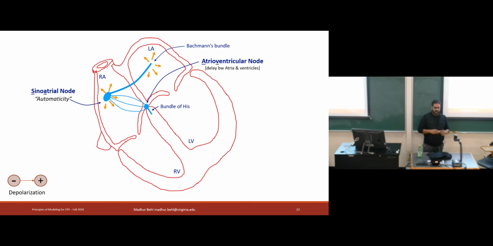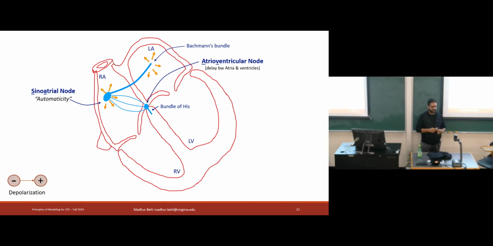So why do you think the atrioventricular node has this property? Why would nature have this feature selection that the AV node needs a delay? There's a very good reason for it. And you already know the reason based on what I've explained.